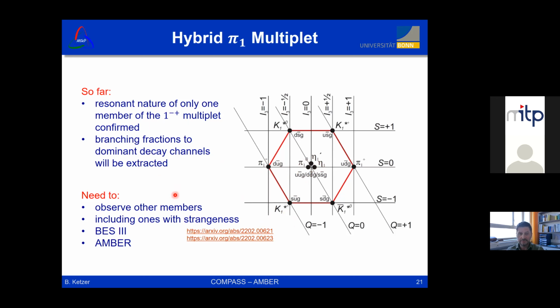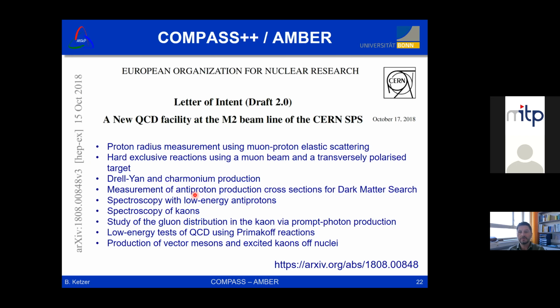And that brings me to our new plans, which is the successor of COMPASS, which is the AMBER experiment. There was a letter of intent submitted to the CERN committees in 2018 with a long list of measurements, not only spectroscopy, but also parton distribution functions of mesons. There was actually a proposal for so-called phase 1 of AMBER that was submitted and approved at the end of last year, which includes these 3 measurements using mainly a pion beam and muon beams here.